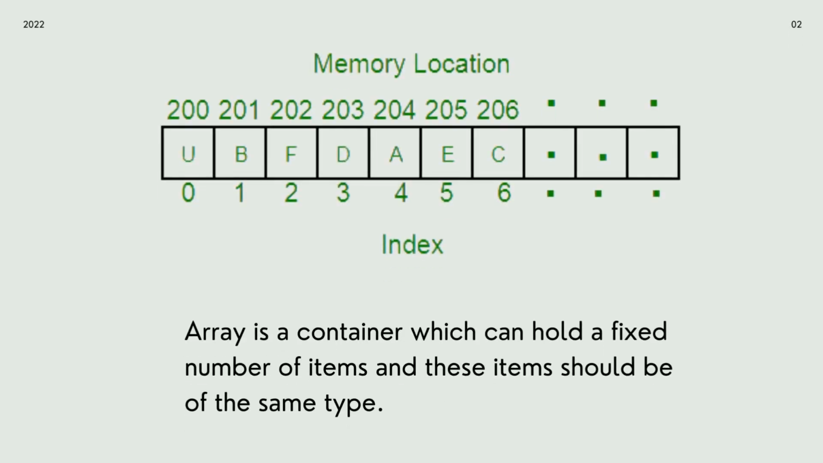So an array is a container which can hold a fixed number of items, and these items should be of the same type. An array is represented by something like this: blocks, and each block has an element inside it, and also they have an index like 0, 1, 2, 3, and so on. And the elements have to be of the same type. If it's integers, then it has to be all integers. If it's characters, it has to be all characters.